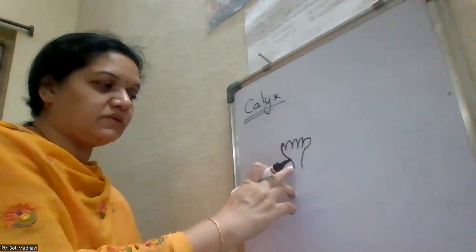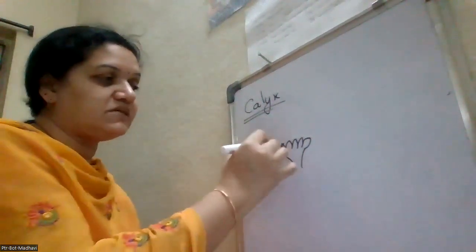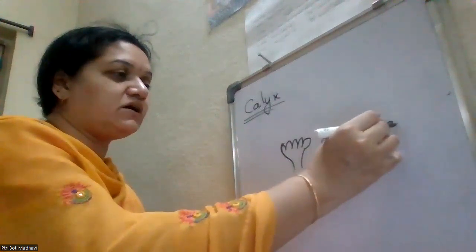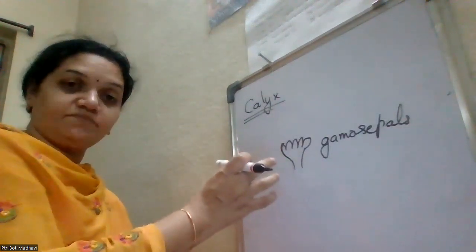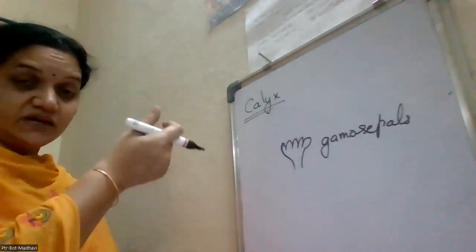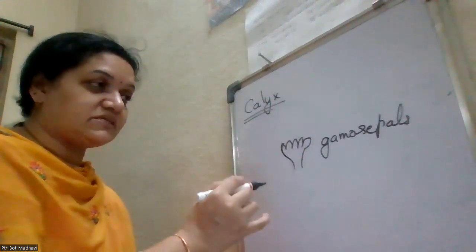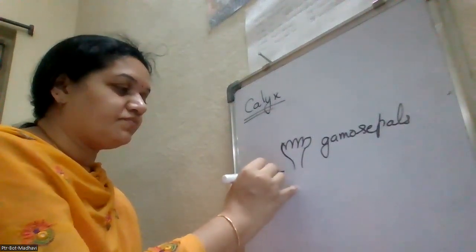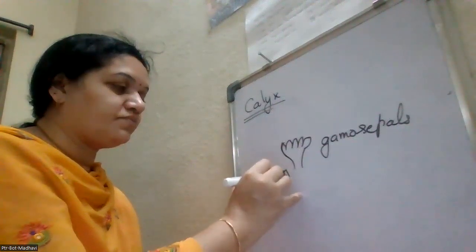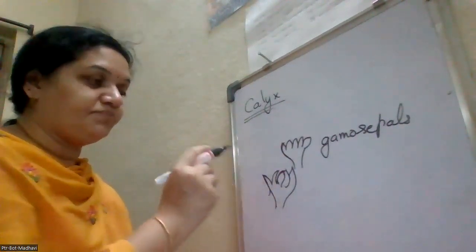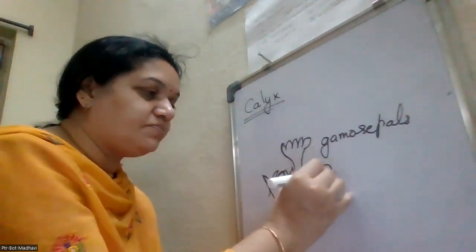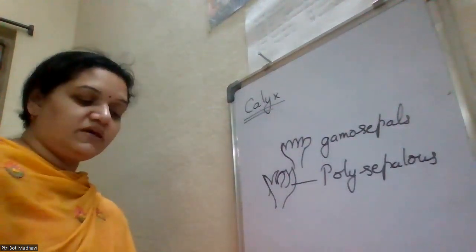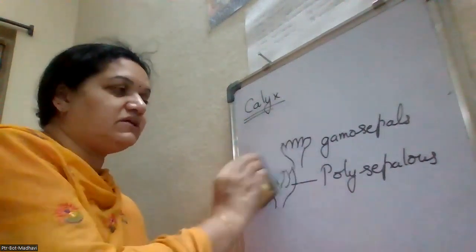When the sepals are joined with other sepals, that is called gamosepalous. When the sepals are fused to form an involucre, the crown-like structure at the base of the flower, that is the gamosepalous condition. When the sepals are free, that is called polysepalous. And the next one is the corolla.